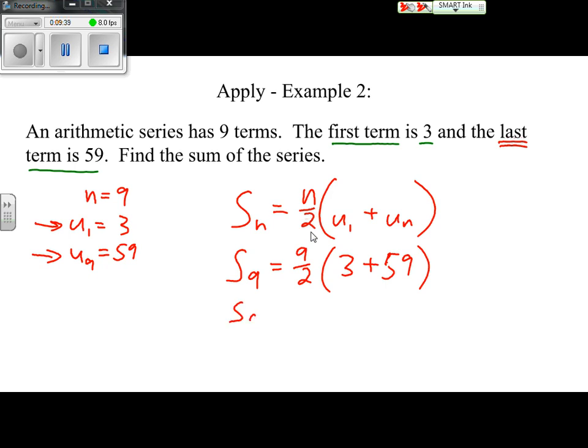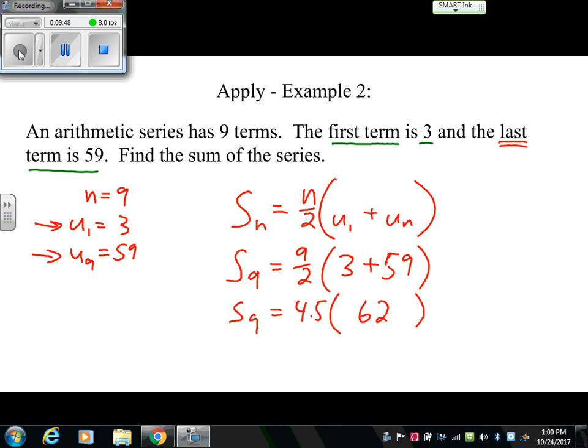Continuing on, the sum of my first 9 terms is equal to 4.5 times 62. Now I'm going to reach for a calculator and simplify this. And our answer is 279. So that tells us the sum of the first 9 terms is 279.